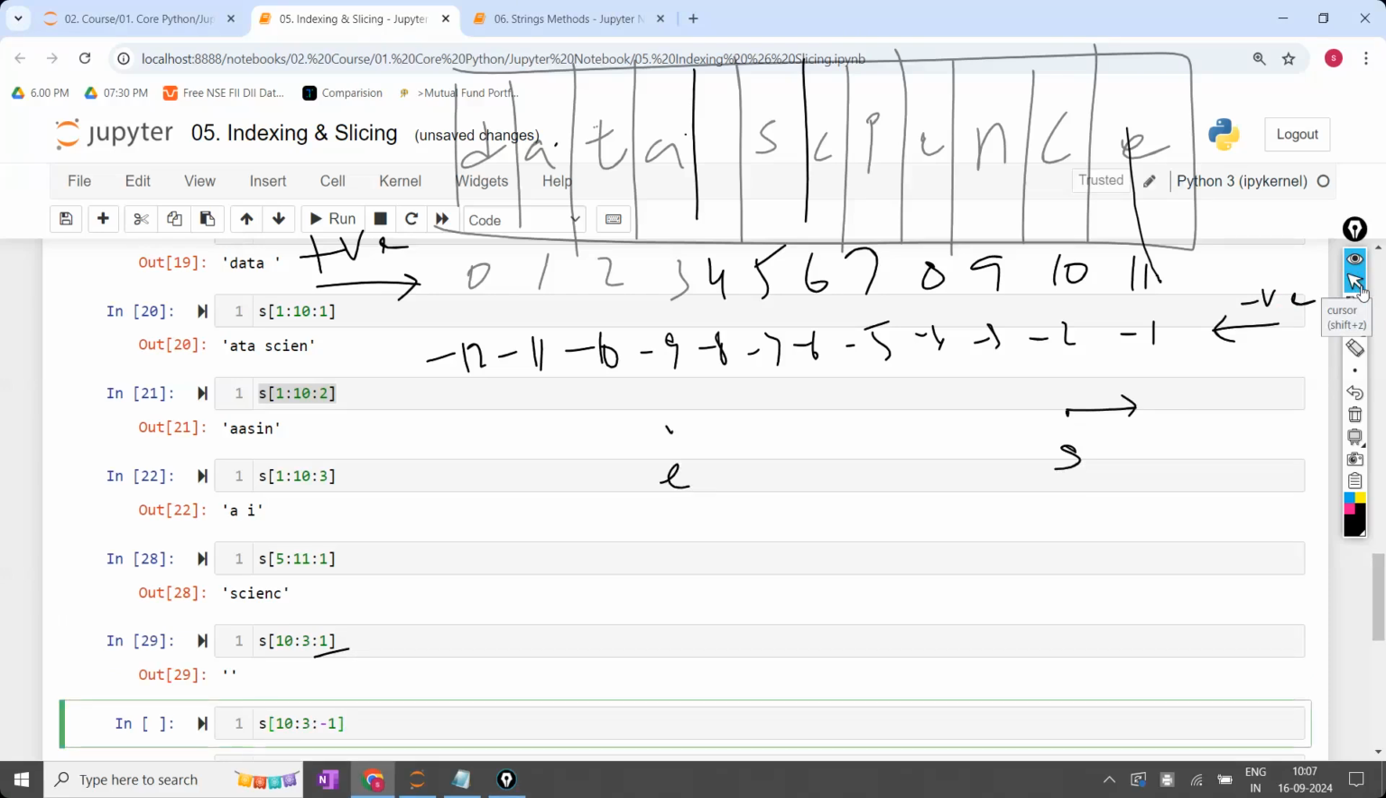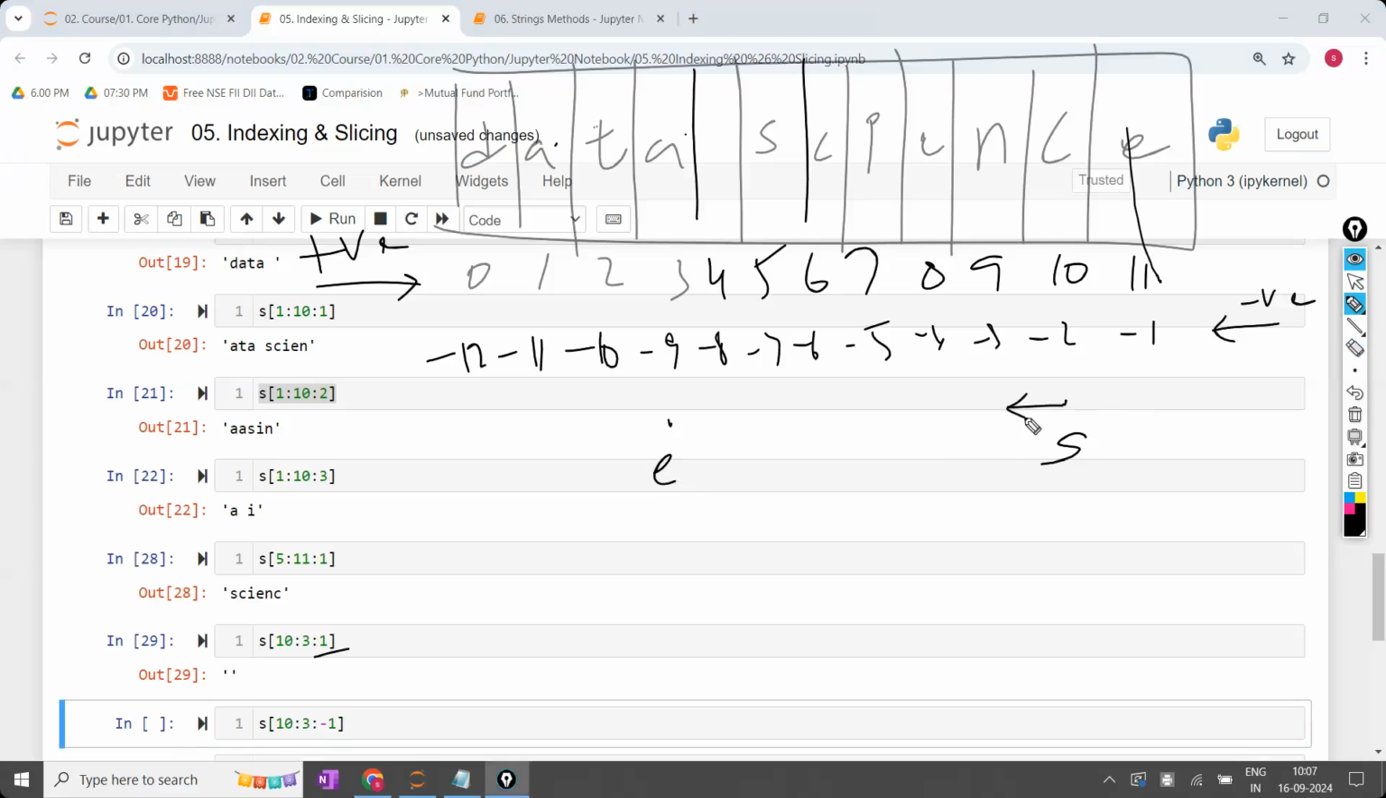Next, coming to the same thing. One more, next example. Now, what is the starting point again? 10. What is the ending point? 3. Now, what is the direction? Negative. Negative direction, how the arrow mark has to be drawn? Like this. Now, tell me, in this direction, is E possible?